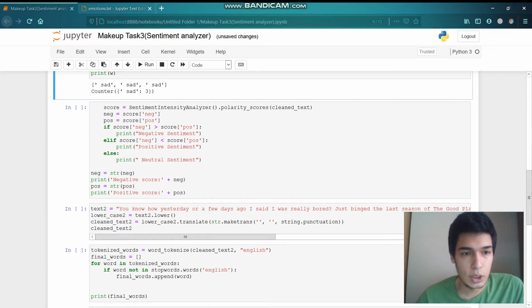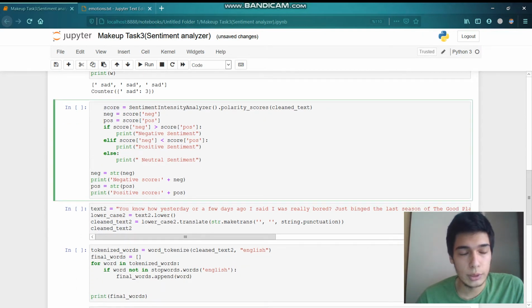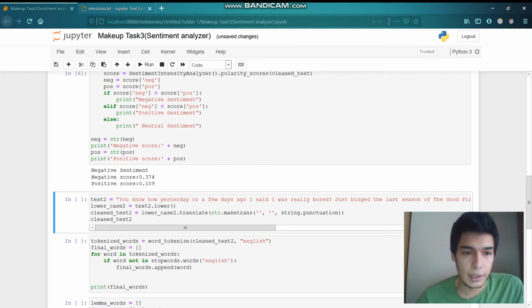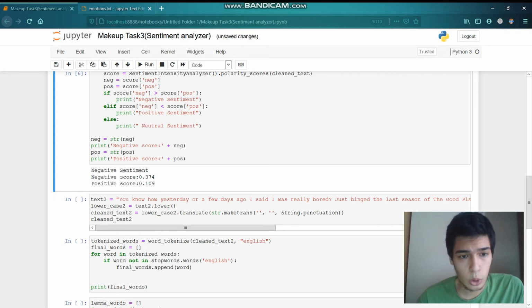Then I assign a score value. The score value will tell us if it's a negative or a positive sentiment, and it will tell us by looking at negative scores and positive scores. If its negative score is higher than positive score, it will tell us this expression is a negative sentiment, and positive sentiment if it's otherwise. So it told us this COVID-19 expression is a negative sentiment because it has a negative score that's 374, and it has a positive score that is lower than this, so it is a negative sentiment.